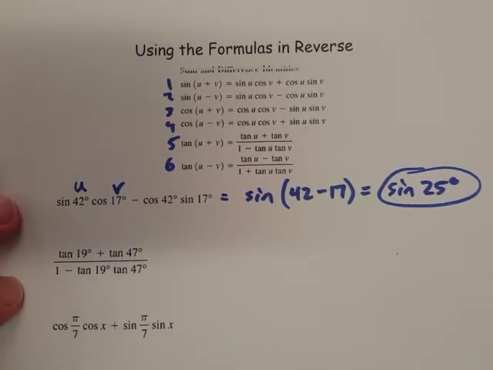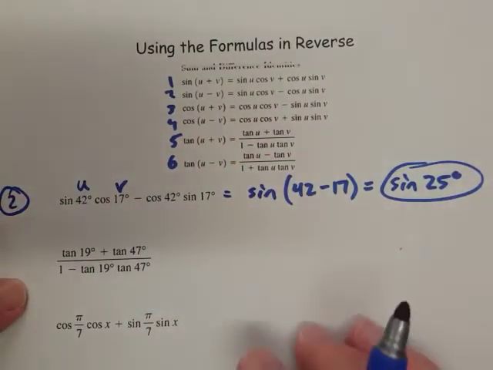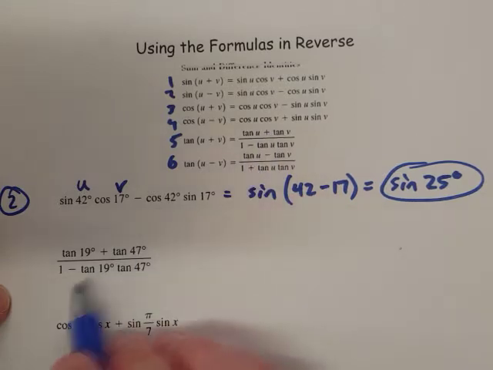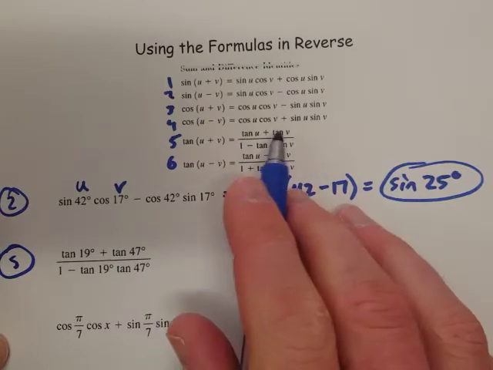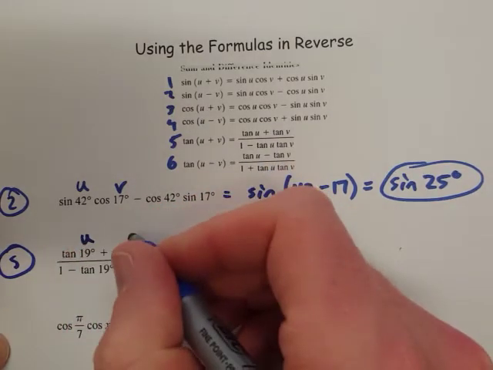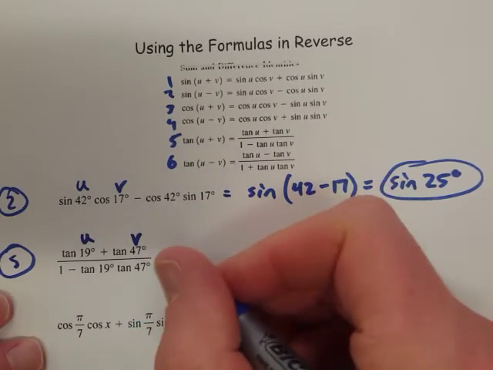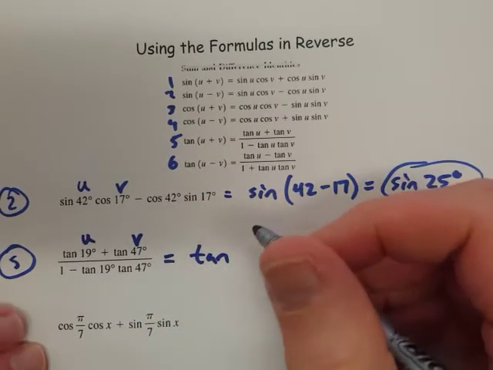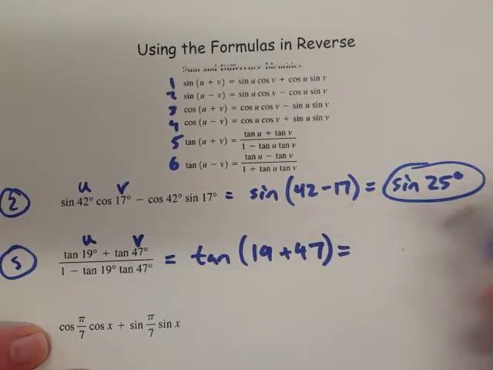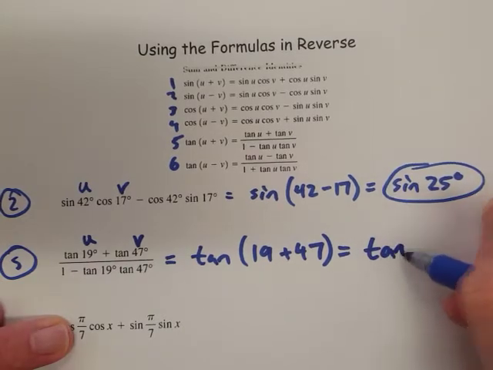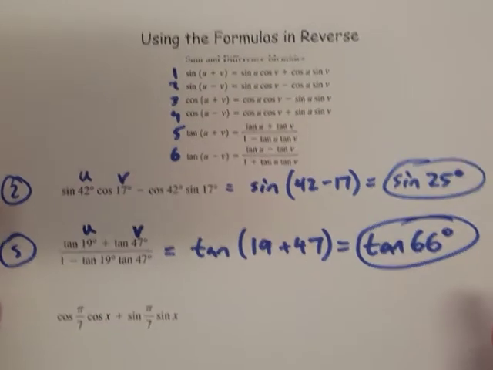Next one, tangent. Which one is it most like? Oh, I forgot to mention this one was like 2. This one, since we got a plus on the top and a minus on the bottom, is most like 5. So we have tangent of u and v, so this one's going to be u, this one's going to be v, and then we're going to do a plus in this case. So this one is going to be tangent of 19 plus 47, which is tangent of 66. That's where this one is coming from.